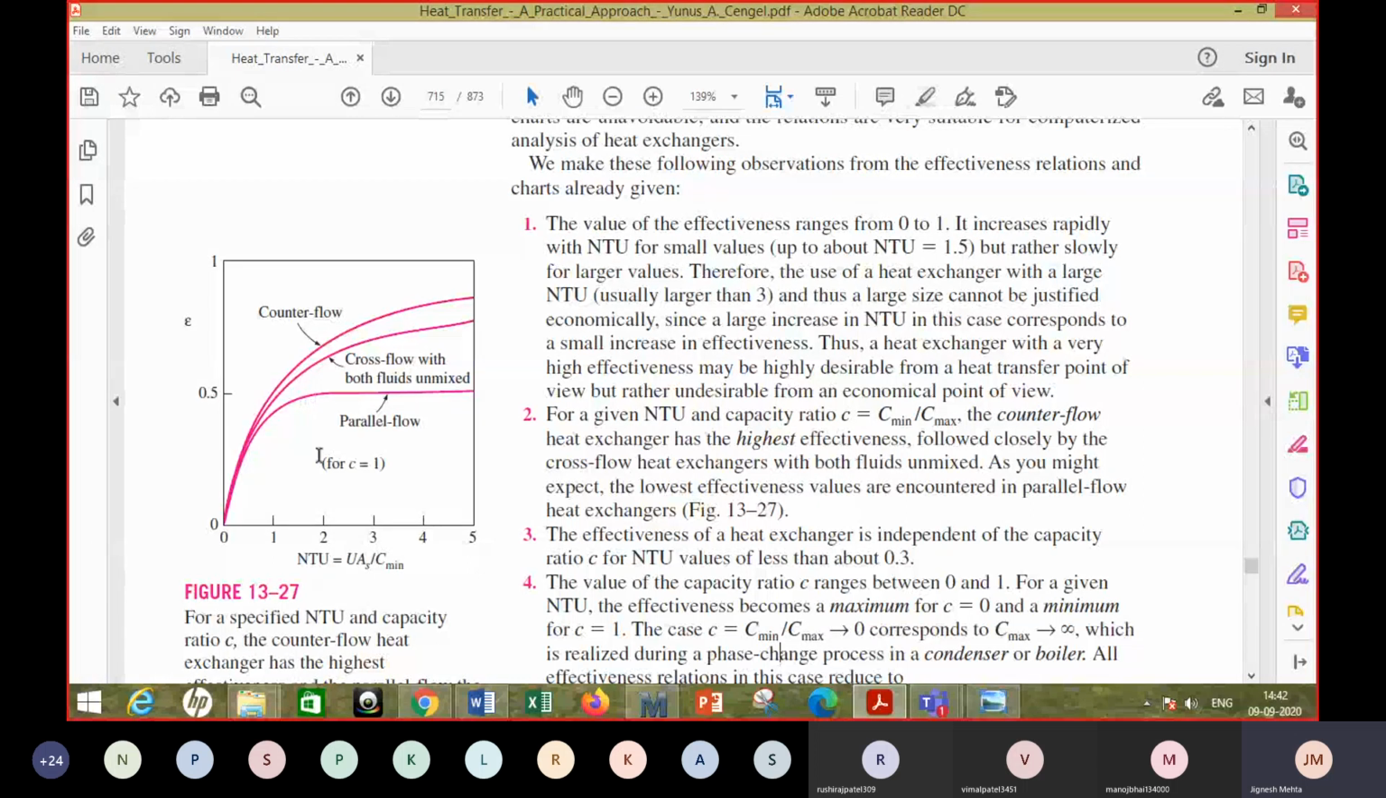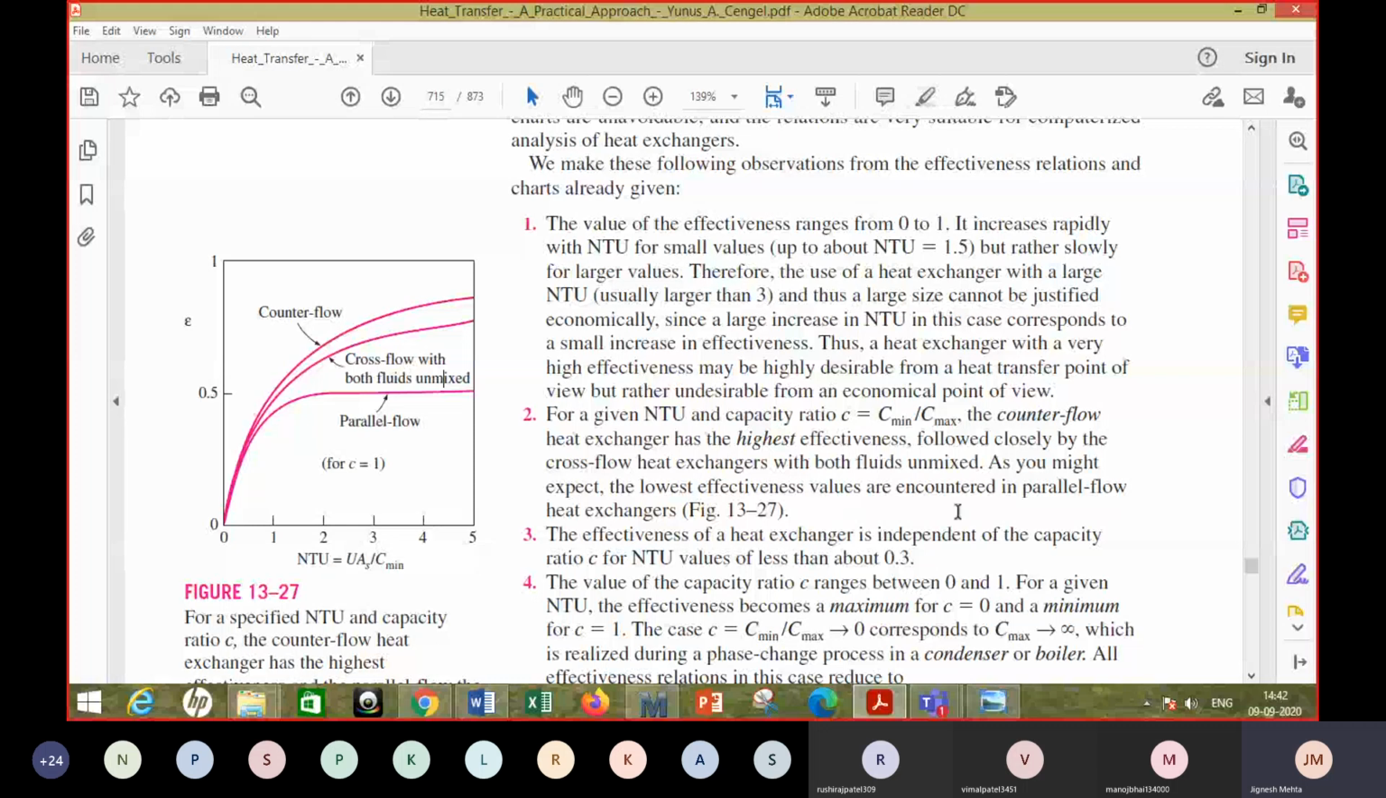Parallel flow increases up to around NTU of 2. If NTU values are very low, it doesn't make much difference, but beyond 1 you start noticing the difference, and parallel flow hardly increases beyond NTU equal to 2. So parallel flow is the most inferior configuration, you can say. Next comes the cross flow with both fluids unmixed, and then the counter flow is the best.